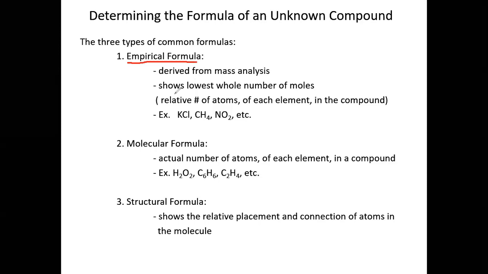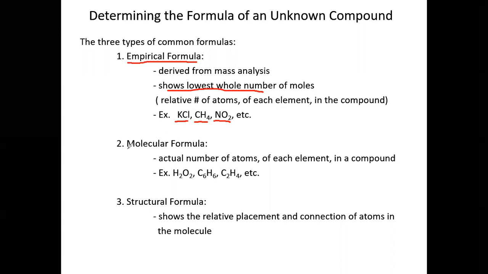The unique thing about the empirical formula is that it shows the lowest whole number ratio of moles. So whenever you look at the formula, the common multiple between all the subscripts in the formula should be 1. The majority of ionic compounds are written as empirical formulas. You'll notice that in all these examples, KCl, CH4, NO2, the common multiple between the subscripts is 1. And that tells you you have an empirical formula.